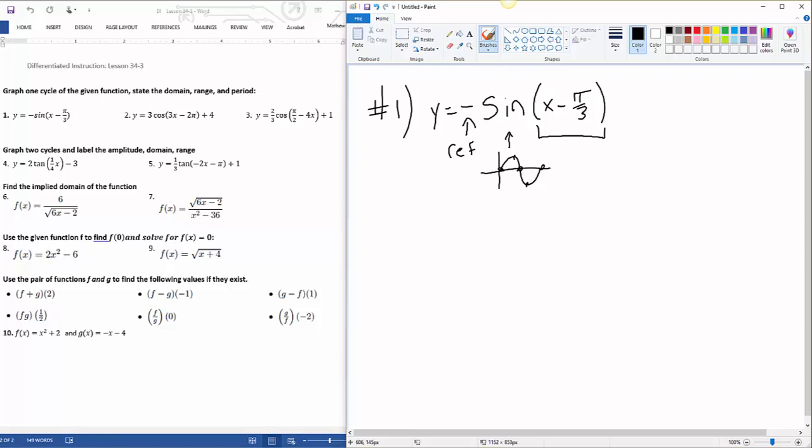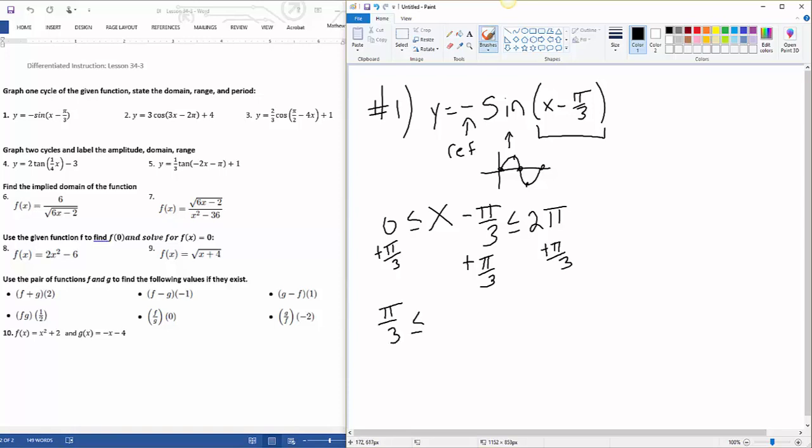We have to do our value box. So we take this x minus pi thirds, and we put that between 0 and the original period. So I need to get x by itself. So I add pi thirds to everything. So I'm going to get pi thirds is less than or equal to x, which is less than or equal to 2 pi thirds plus pi thirds. Now to do this, we have to find the common denominator. So that's going to be 3 over 3. And so that's going to now give us 7 pi thirds.